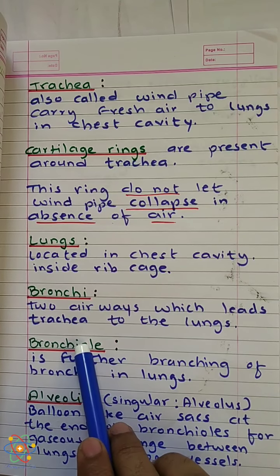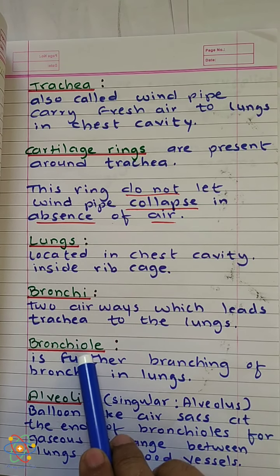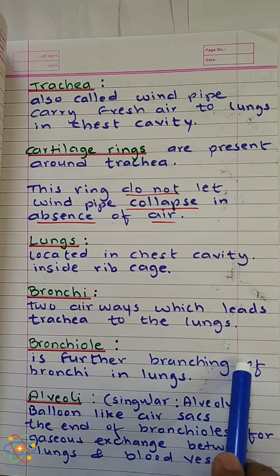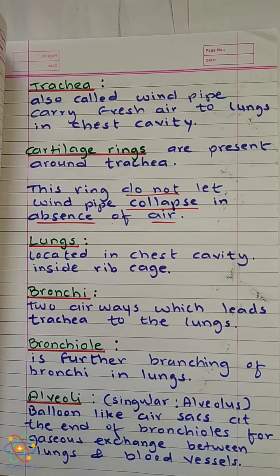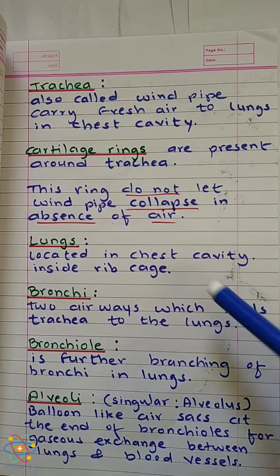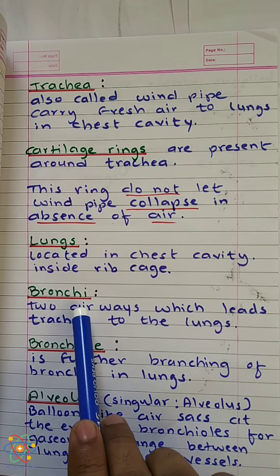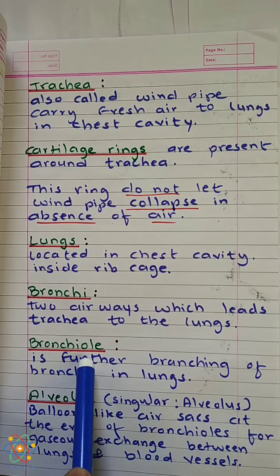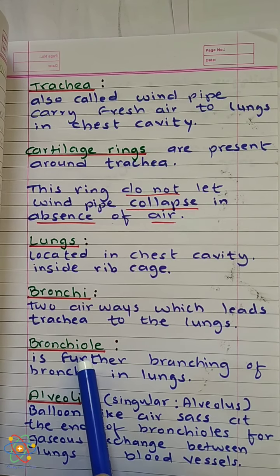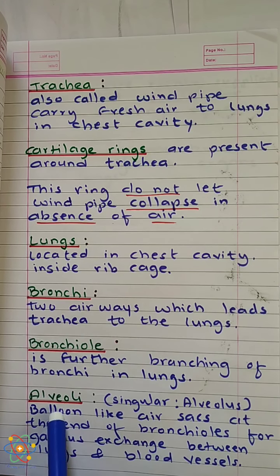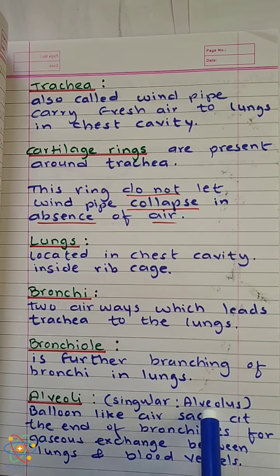Then bronchi further divide into a structure called bronchiole, which is a further branching of bronchi in the lungs. तो lungs के अंदर trachea bronchi में divide होता है. Bronchi is the plural form of bronchus, and that bronchi further branch or divide into a structure called bronchiole. At the end of every bronchiole, the next organ is called alveoli. Alveoli is the plural form of alveolus.